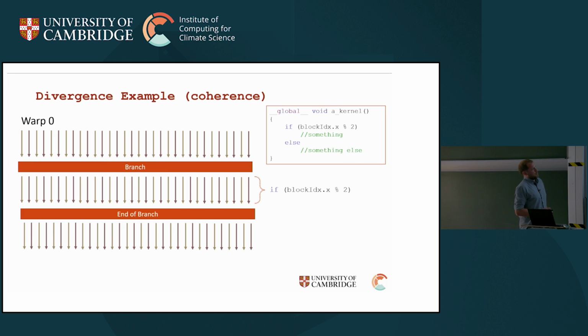The opposite is blockIdx.x. If we're modulating on blockIdx.x, then we don't have a problem because all of the threads within a warp evaluate to the same value, unless you pick some really, really small numbers, but you wouldn't do that. So this is an example where, yes, we have conditional code, but it's still fully coherent, and we don't pay any performance implications as a result.